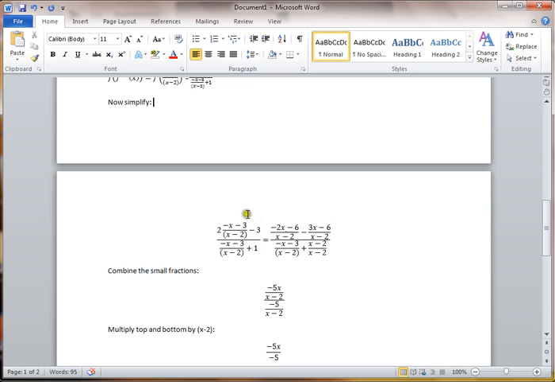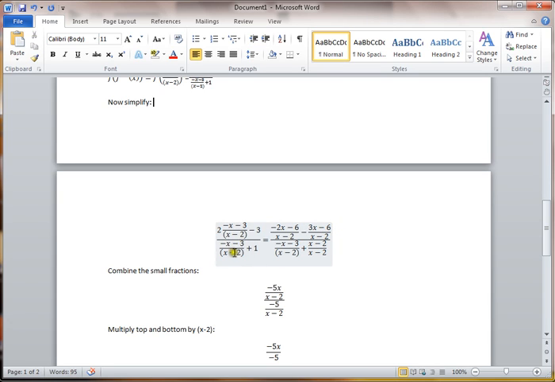Alright, so this kind of looks big and ugly. Hopefully you can kind of follow this. This is just writing out what the original problem statement was. The first thing we do is distribute the 2. So 2 times minus x is minus 2x. 2 times minus 3 is minus 6. And for the second expression, which was just a minus 3, I multiplied by x minus 2 over x minus 2. Then I have 3 times x minus 2, which is 3x minus 6 over x minus 2.